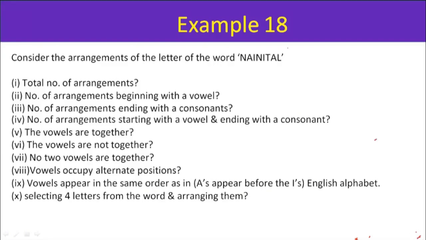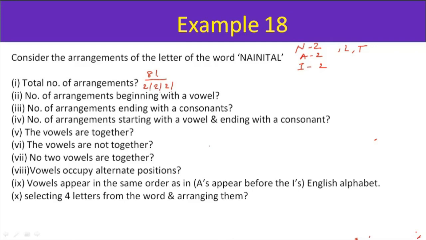So out of 8 variables, you have N, which is coming twice. You have A, which is coming twice. You have I, which is coming twice. Then L and T. These are the 8 variables, right? So total number of arrangements, straightforward, 8 factorial by 2 factorial, 2 factorial, 2 factorial. Everyone clear with this? Okay.